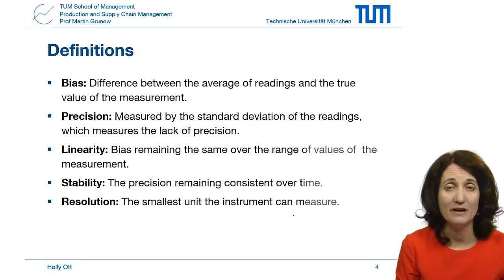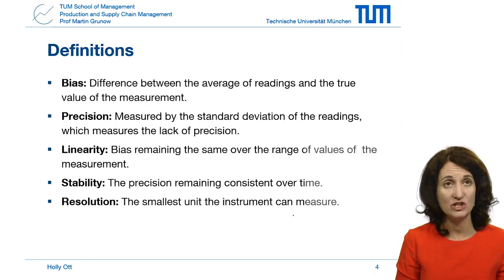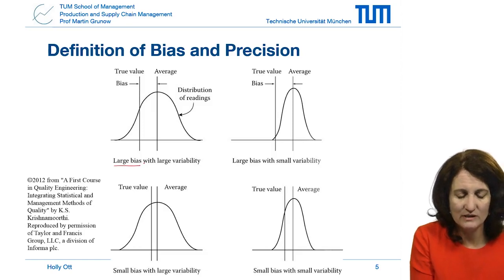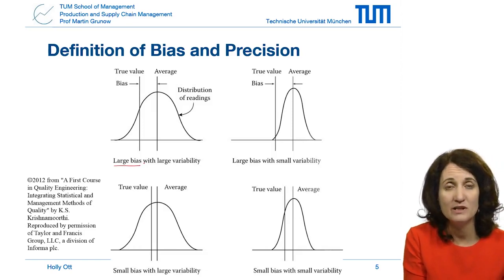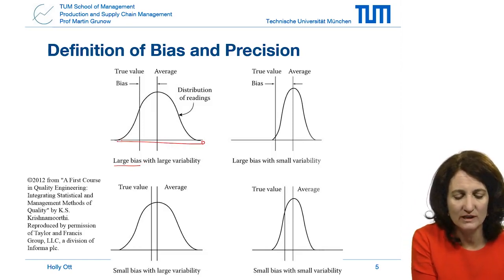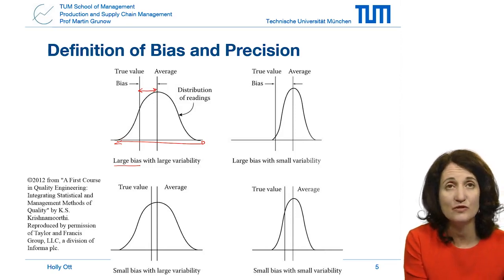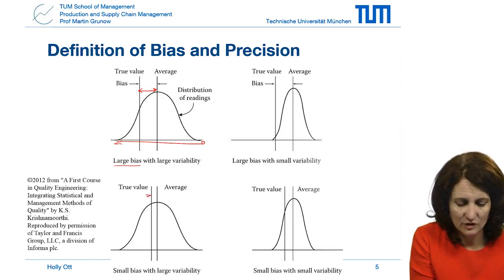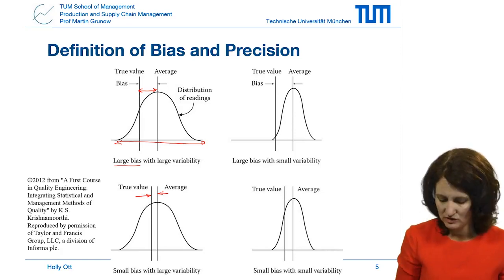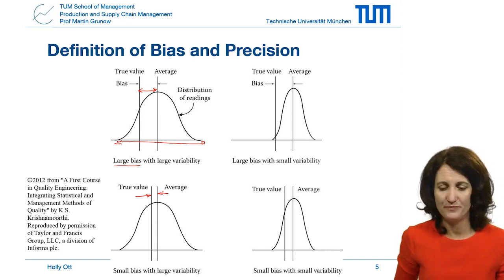Again, we had the definitions from last time: bias, precision, linearity, stability, and resolution. We looked at examples with large bias when, even though the same piece of equipment is measuring the same part, there's a distribution of the readings. And the average of those readings, how it differs from the true value, is called the bias. And so you can have a large bias or a small bias. And so to calculate that, we have an example.